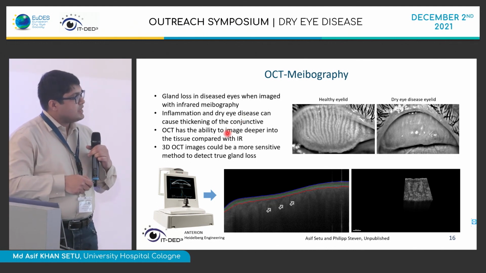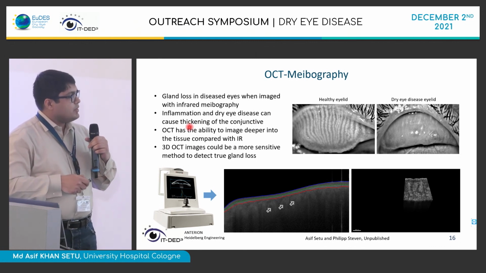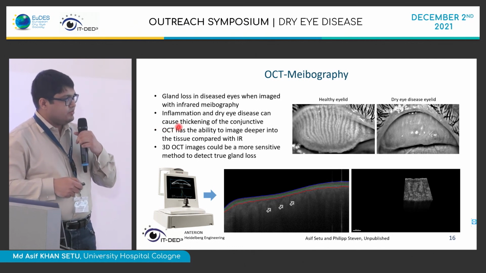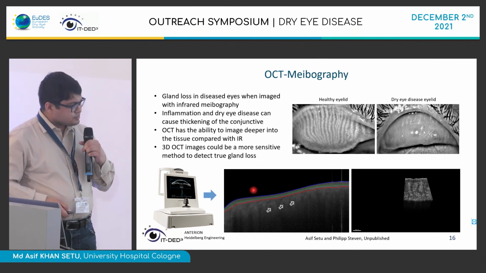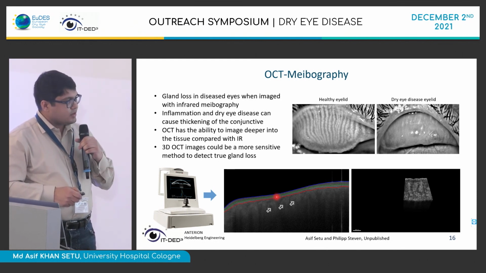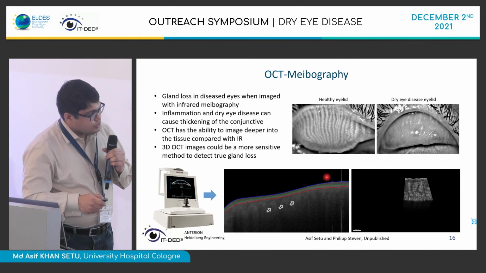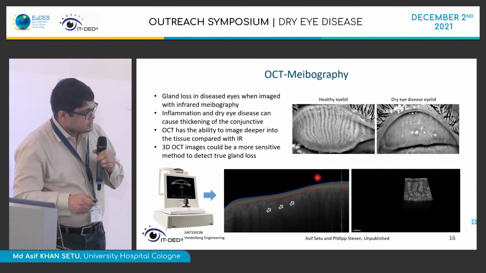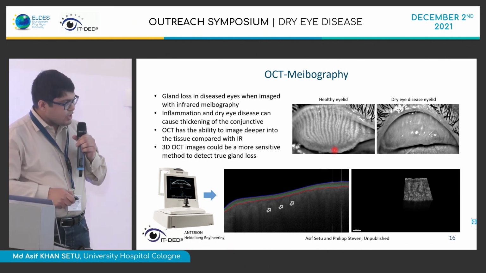In those cases, OCT has the ability to image deeper into the tissue compared to infrared meibography, and therefore we believe three-dimensional OCT images could give a more intensive method to detect the Meibomian glands. Here is an example of a cross-section of the OCT, and we developed software to segment the conjunctiva into two layers, the epithelium layer and the subepithelium layer. From blue to green is the epithelium layer, and green to red is the subepithelium layer, and the dotted arrow is the cross-section of the Meibomian glands.